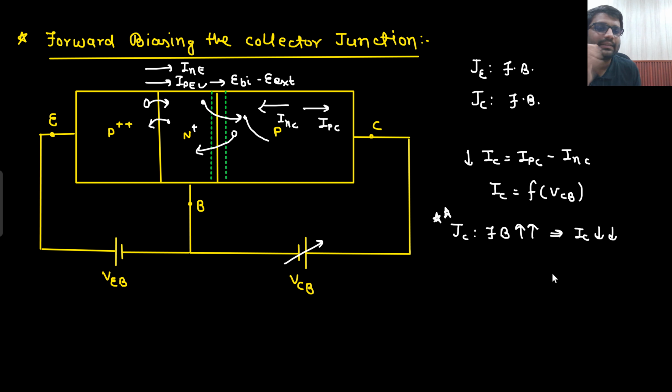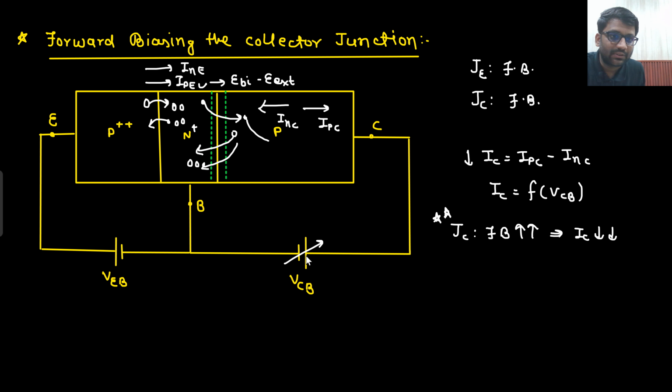Okay. Second thing, one more thing. Now, what is the scenario in the base? Let's talk about the base. In the base, what is happening? This P++ side is injecting some holes because of the forward bias. Here also there is forward bias, no? This P is connected to the positive terminal. So what would this P do? This P would also inject some holes. Although this P++ is much larger than P, if it is injecting 4 holes, it will inject only 2 holes, but some holes it will inject.